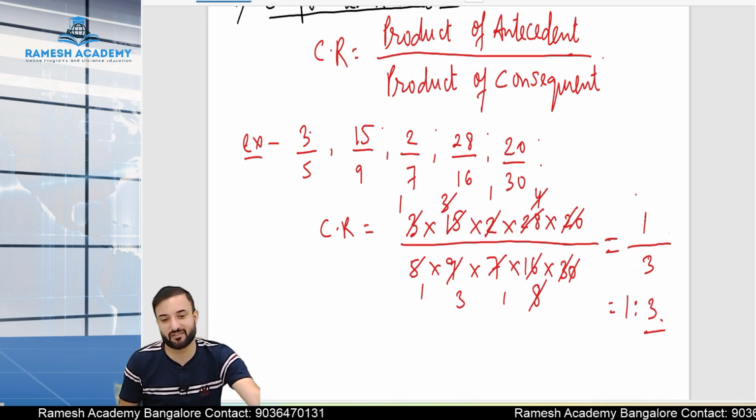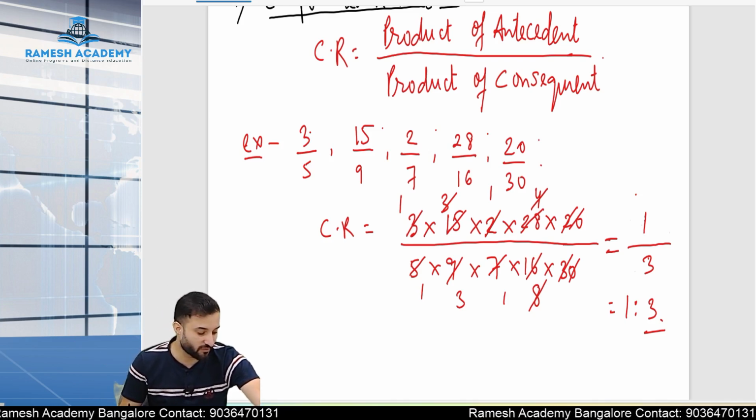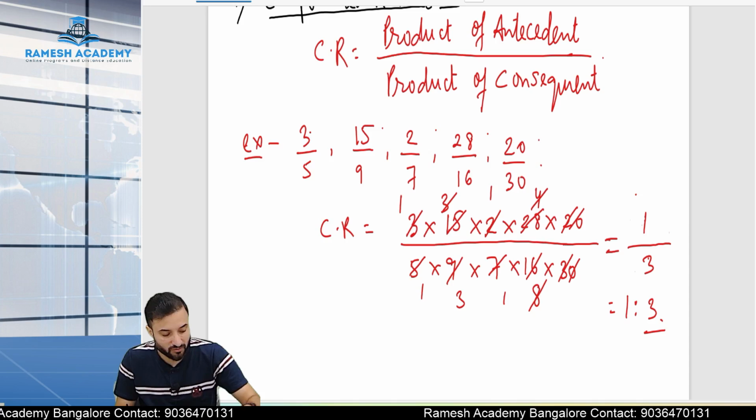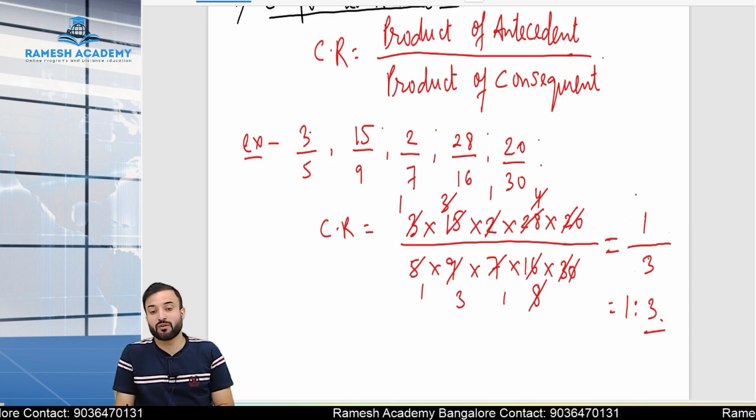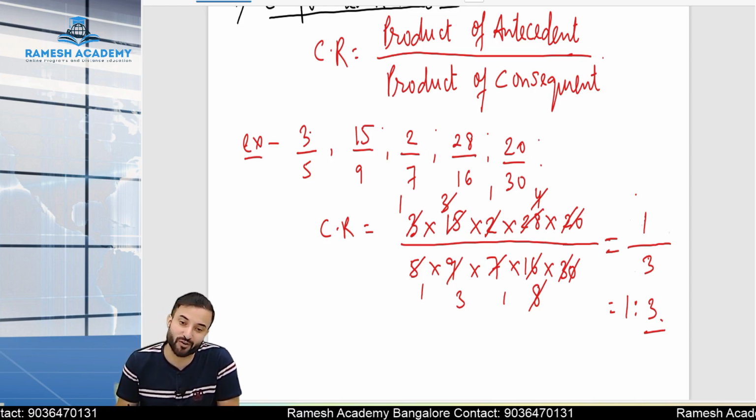So this is the first thing. The first thing is compounded ratio. Compounded ratio means, the formula is what? Product of antecedent by product of consequent.